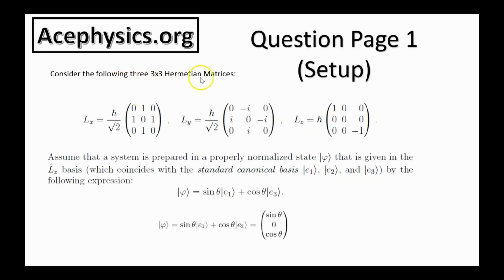Consider the following 3x3 Hermitian matrices, Lx, Ly, and Lz. Assume that a system is prepared in a properly normalized eigenstate phi that is given in the Lz basis, which is the standard canonical basis, (1,0,0), (0,1,0), (0,0,1). The state phi is equal to (sin theta, 0, cos theta).